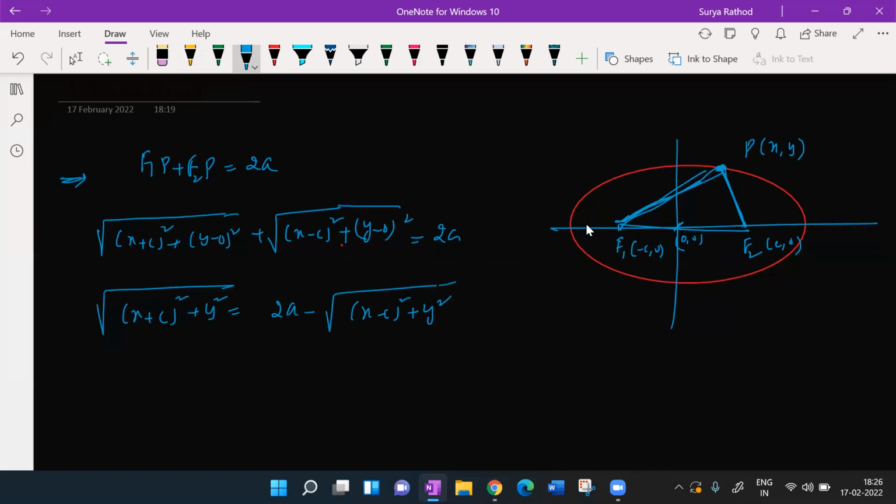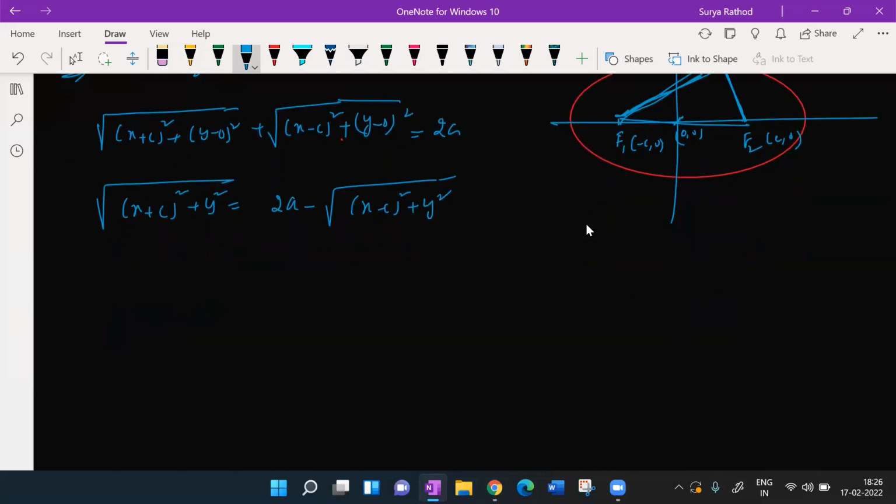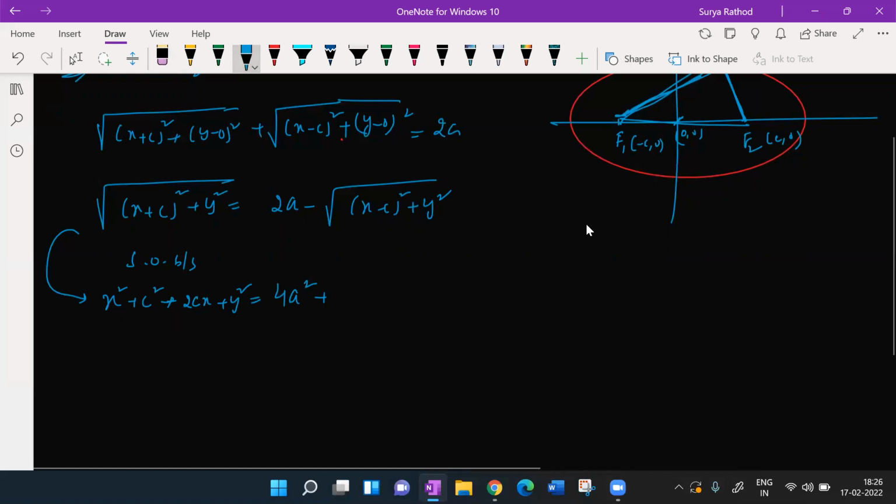So now to get rid of this square root, what should I do? Squaring on both sides. So let me write directly here: x square plus c square plus 2cx plus y square. Squaring on both sides, so square of this, using (a minus b) whole square, what will I get? This square root will be cancelled. This is what I am left with, minus 2 times a into b, correct?